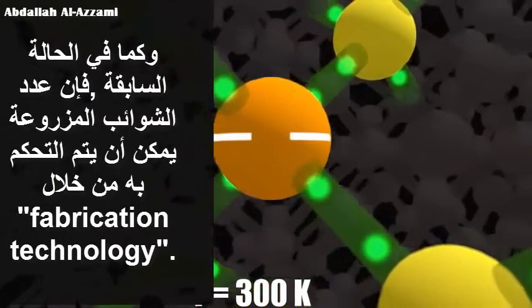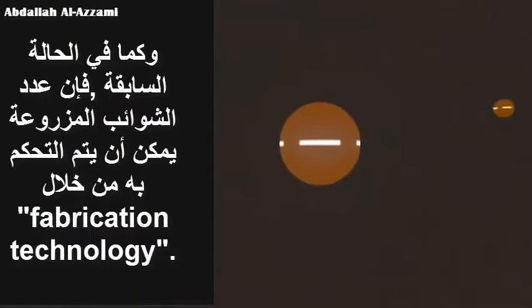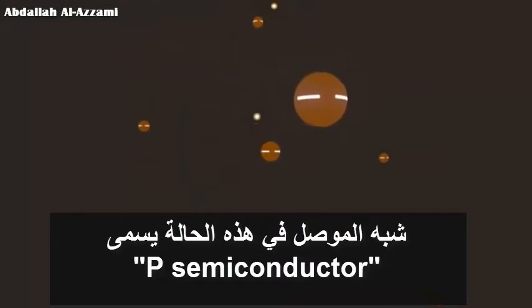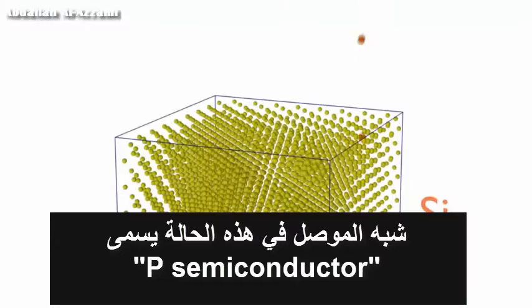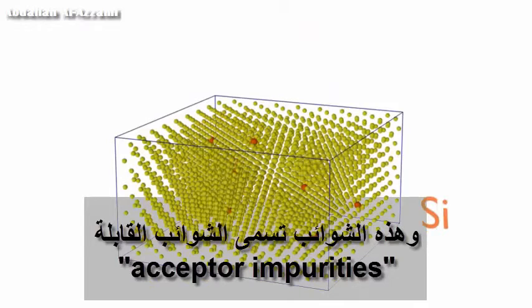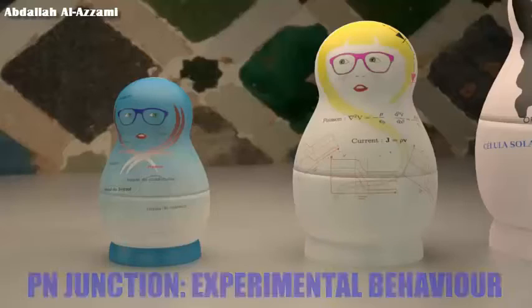As in the previous case, the number of implanted impurities can be controlled using the fabrication technology, so the number of holes in this doped material can be much greater than the number of holes in a pure semiconductor. A semiconductor of this type is called a P semiconductor because it has positive charge carriers, and these impurities are named acceptor impurities since they accept an electron.